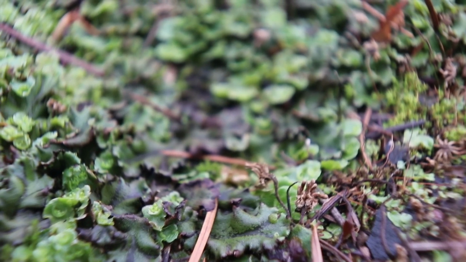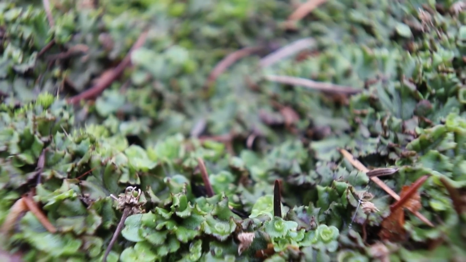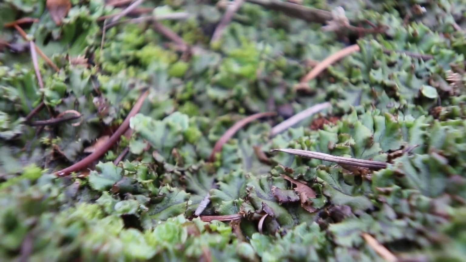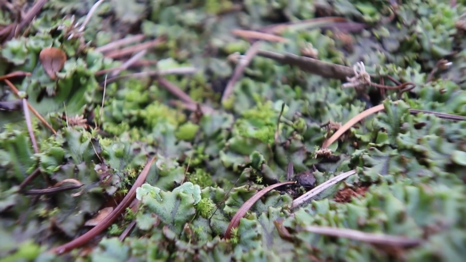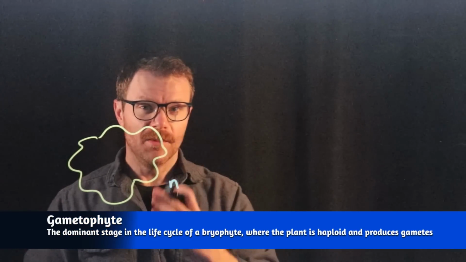A liverwort, the ones at least I've seen nearby, are these kind of leafy structures, and they're made of millions of cells, even though they're very small. Cells are even smaller. And they only have one set of chromosomes. So this liverwort is haploid. And we call this a gametophyte.